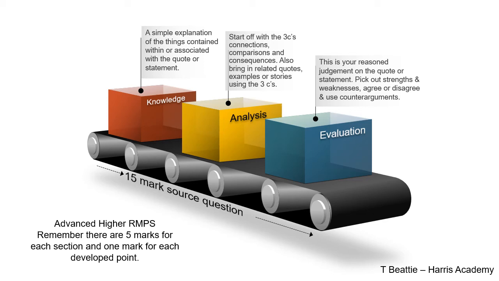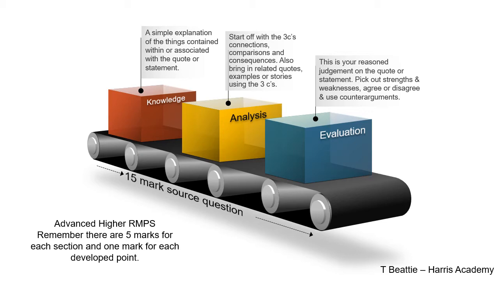Hi there, this is just a quick look at the 15 mark source question for Advanced Higher. The question itself has 15 marks available. Remember that there are 5 marks for each question, so there'll be question A, question B, and question C. And with that, question A is going to deal with your knowledge and understanding. So it's pretty much going to ask you to describe something.